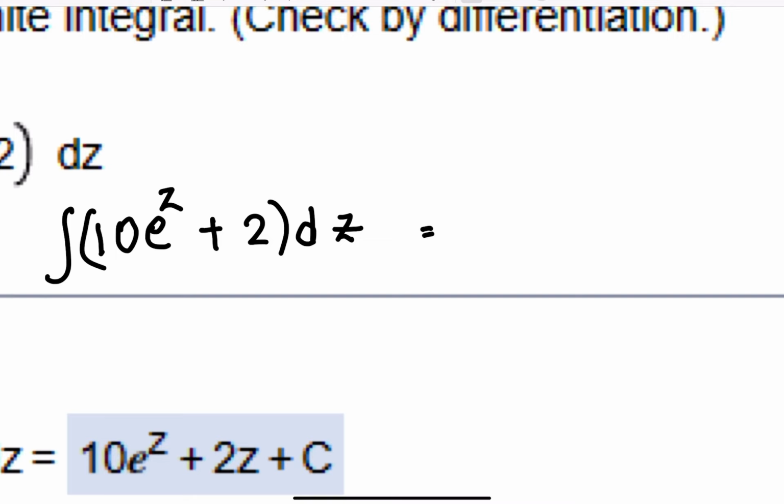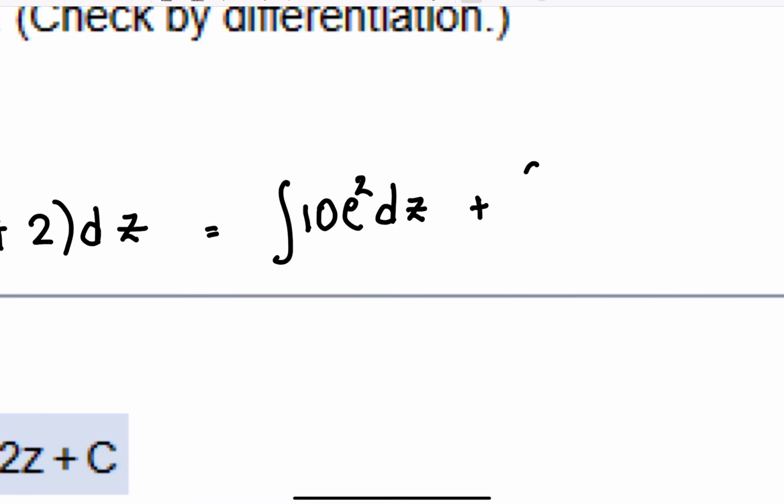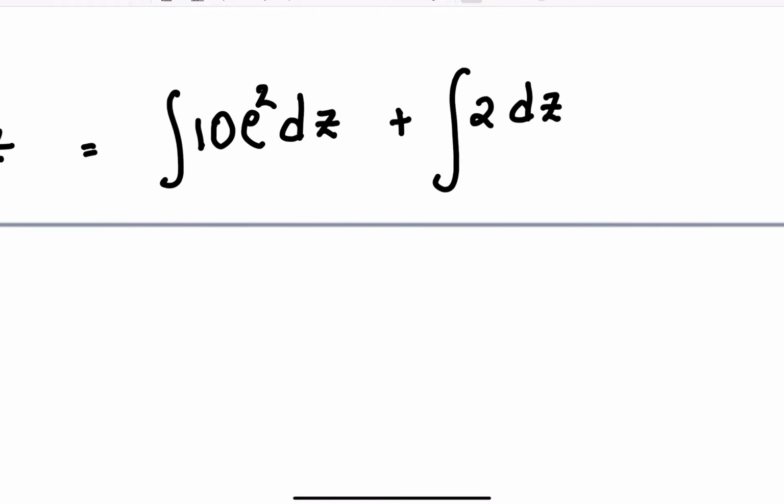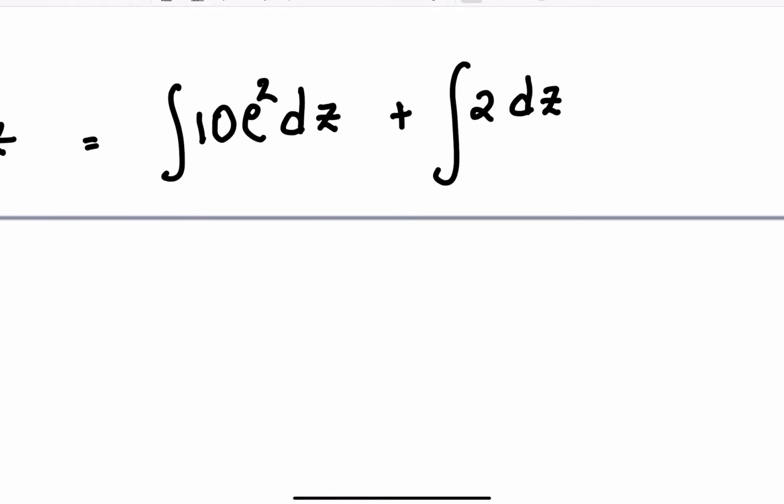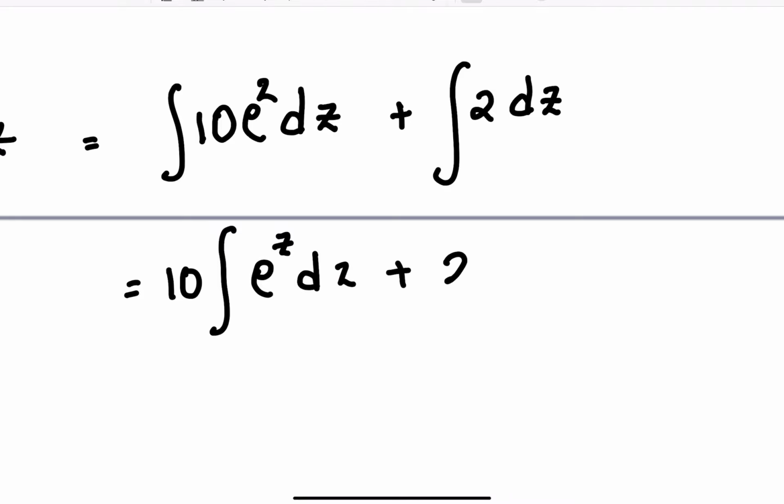I would always like to break this down. So this is the integral of 10e^z dz plus the integral of 2 dz. I want you to pay close attention here because I'm going to show you something. This one, the 10 comes out, and this is the integral of e^z dz, plus the 2 comes out. What do I have here? I can say z to the power 0 dz.